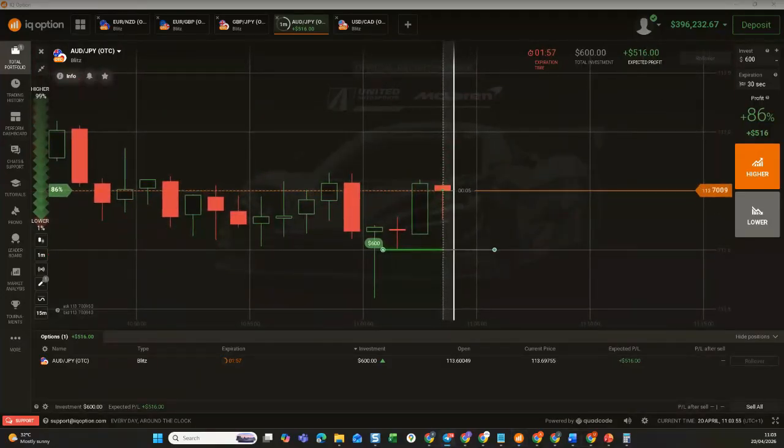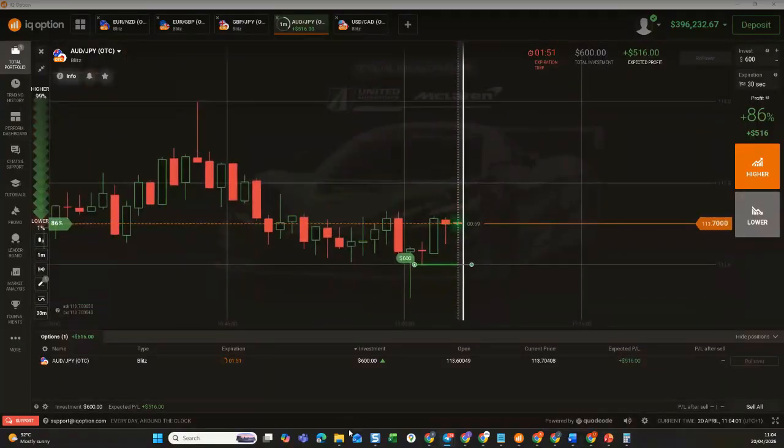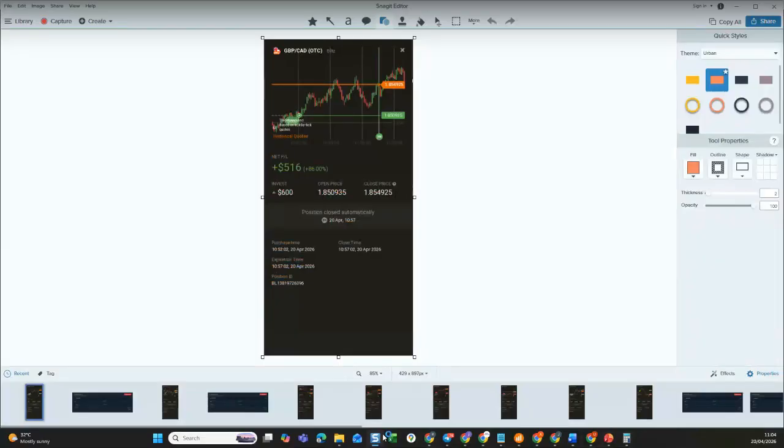I can't be certain what it will be. So this is the fifth signal. I guess I have it here. Okay, let me do a screenshot of that too. Then profit on that one.